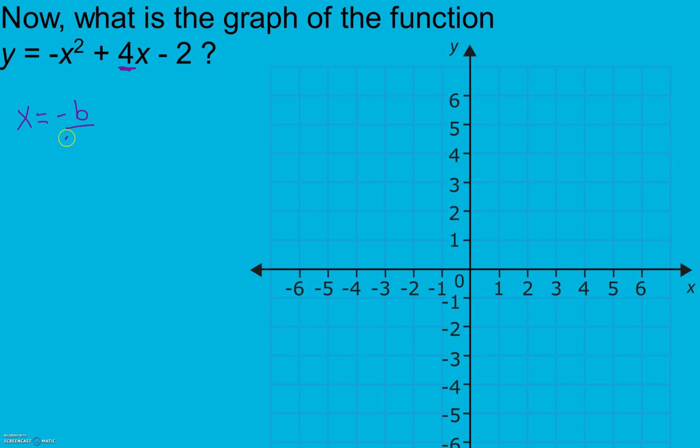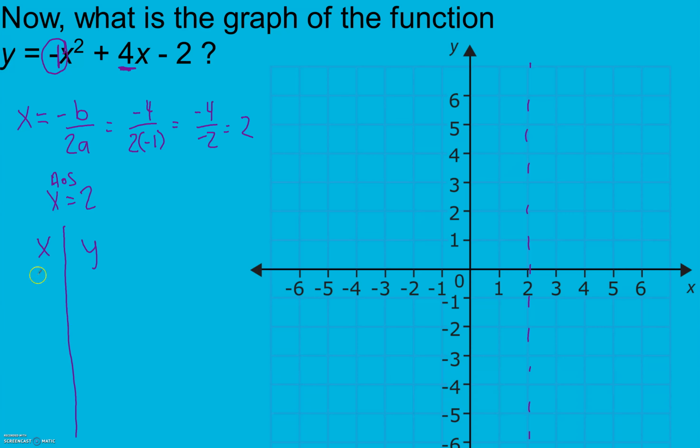And in order to do that, we do -b over 2 times a. -4 over 2 times my a value here, guys. Remember, if there's not a number in front of my variable, it's a 1, and we take the sign with it, so it's a -1 there. So I get x equals 2, and that's my axis of symmetry. Again, I'm going to draw it in as a dotted line. You don't have to, but that just helps me remember that everything should be symmetric about that line. Now, once I have my axis of symmetry, I also know that's going to be the x-coordinate of my vertex. And because of that, I want that to be my middle. We know that's our highest or lowest point.